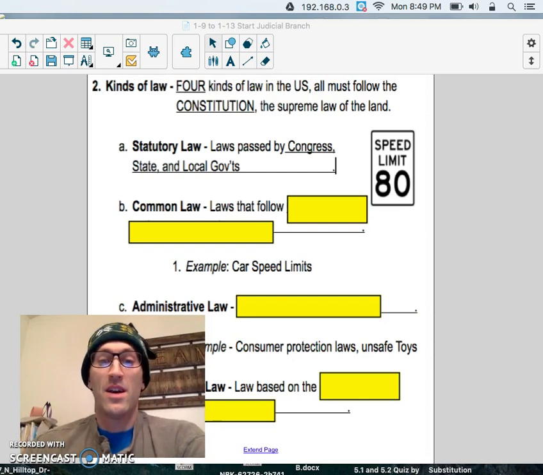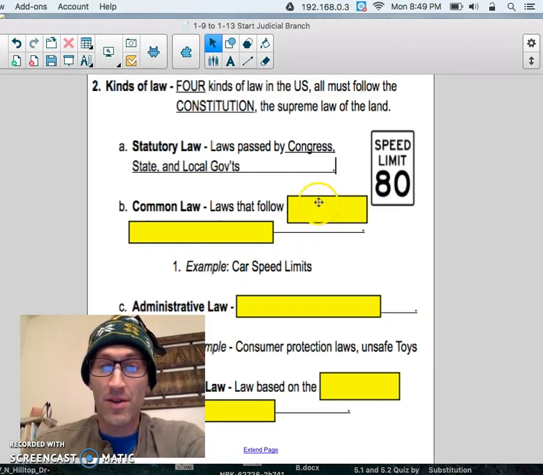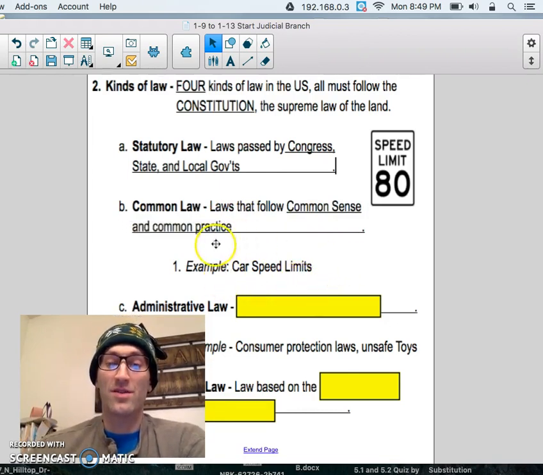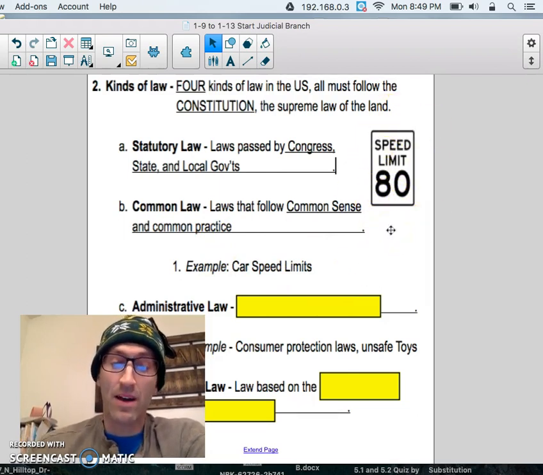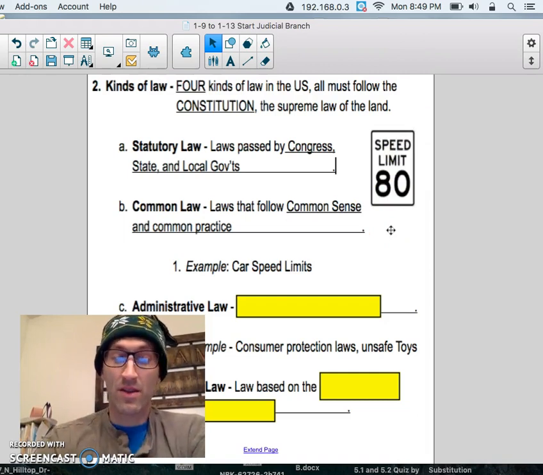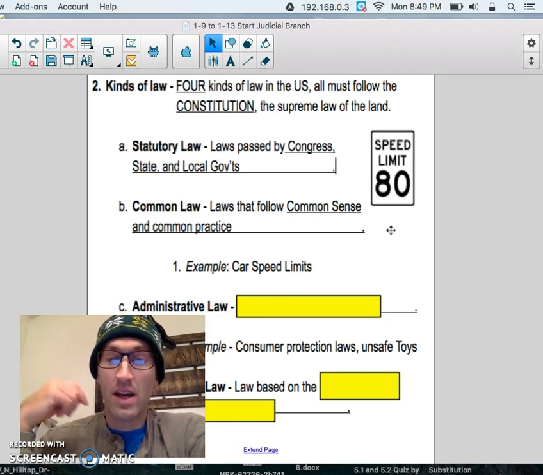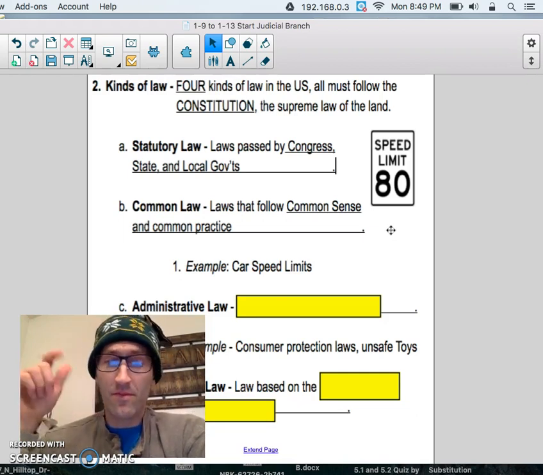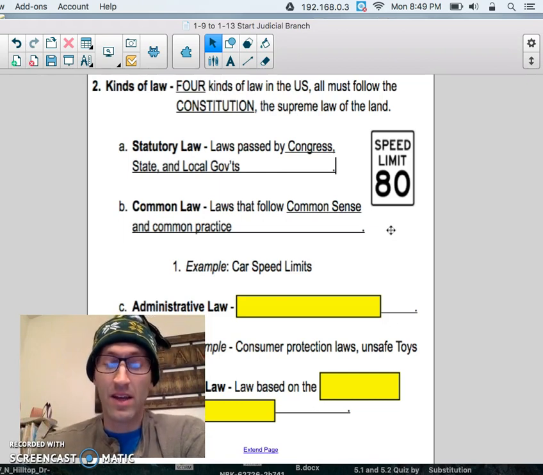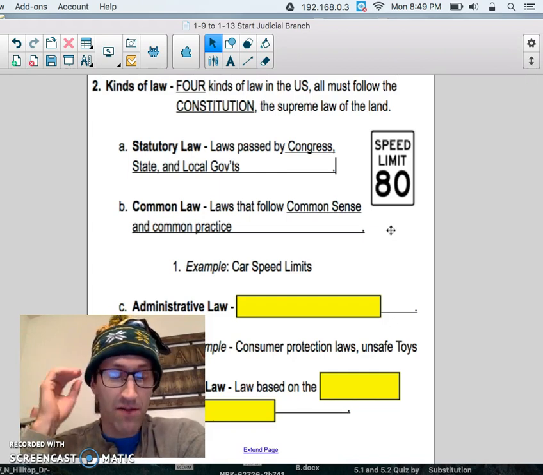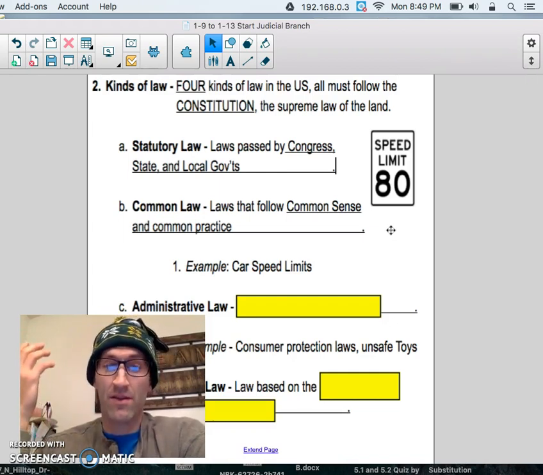people safe. Common laws, kind of law number 2. These are laws that follow common sense and common practice. An example is a car speed limit sign, which we see here. The speed limit, believe it or not, is 80 miles an hour on the highways in South Dakota. In Minnesota, it's about 70 miles an hour. And in places like Wisconsin here, we see very commonly 65 or 70 as well. So that is an example of common law, and that should make very good sense.